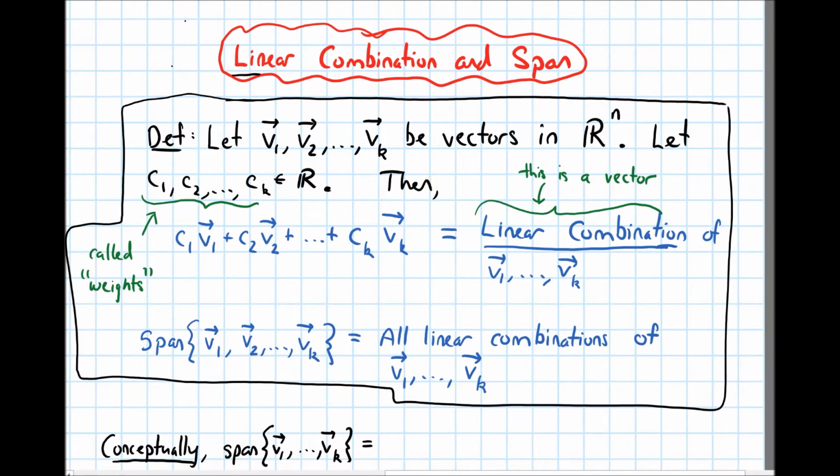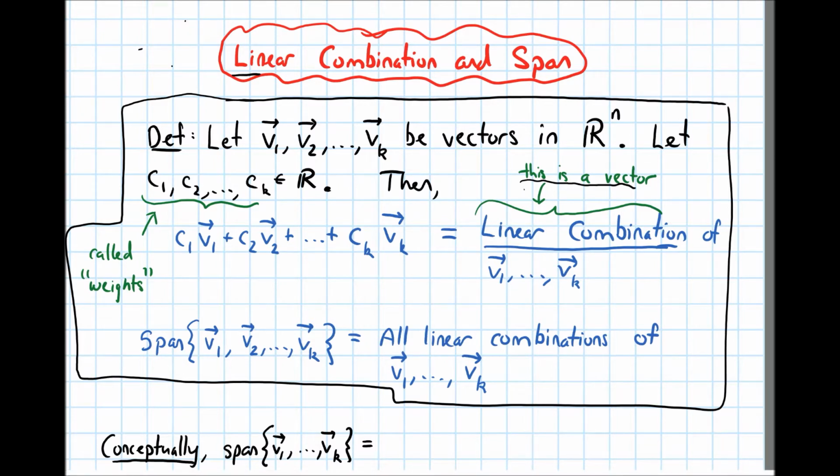Then, if I multiply the first vector v1 by c1, and multiply the second vector v2 by c2, and I keep going like that until the last vector vk, I multiply that by ck, and I add all of those together, so I'm multiplying all the vectors by a number, possibly, and then adding them together, that's called a linear combination of the vectors v1 up until vk. So this whole thing in and of itself is a vector. So a linear combination is a vector. Multiplying vectors by numbers and adding them together, that still gives us a vector.